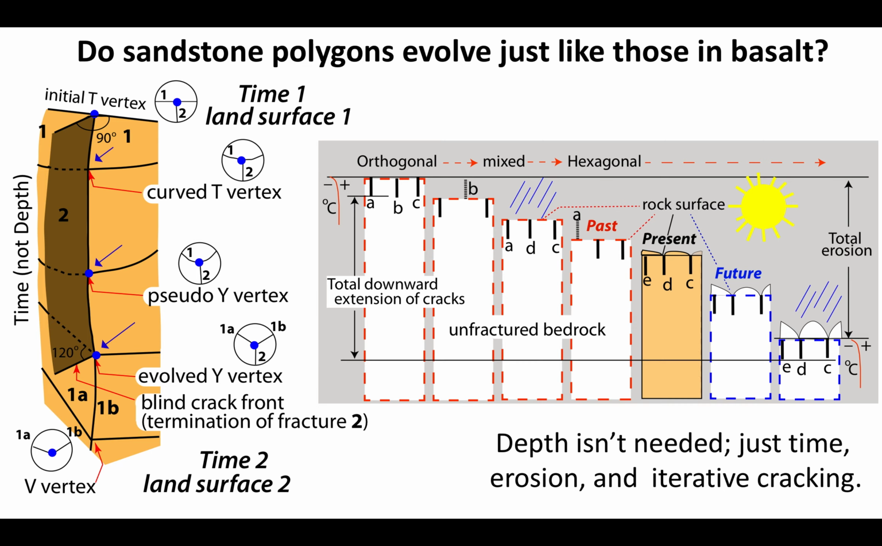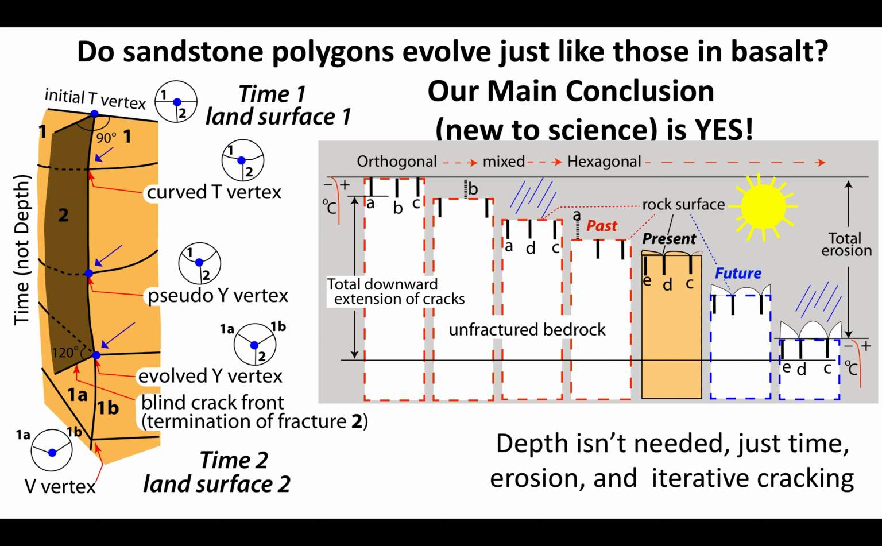It plays no role in the evolution of the hexagons in basalt, but the key thing is iterative cracking. And here you've got cracking, cracking, cracking, and it's happening maybe on a yearly basis, and it may take thousands of years to develop the patterns that we see. So our main conclusion to this question, do sandstone polygons evolve like those in basalt? Our main conclusion, which is new to science, is yes, they do evolve, and the only difference is it's time, not depth, and erosion and iterative cracking are required.